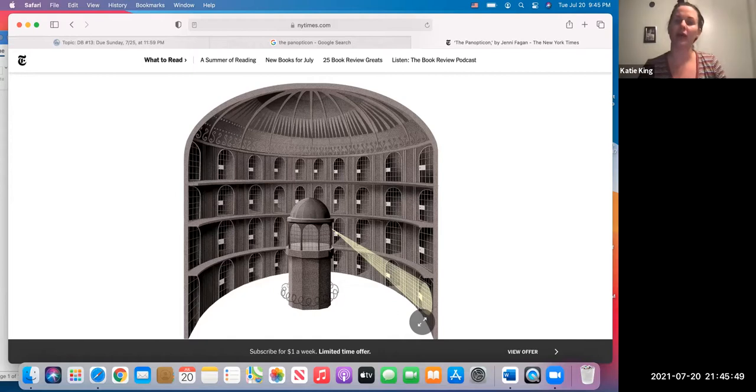We have to think about what the argument here is in this image. For example, if we're thinking about the guards who are performing surveillance on the prisoners, if they are the rhetors, the orators, the arguers, the creators of the text, what message are they sending to the prisoners?